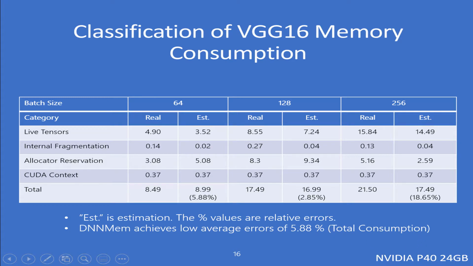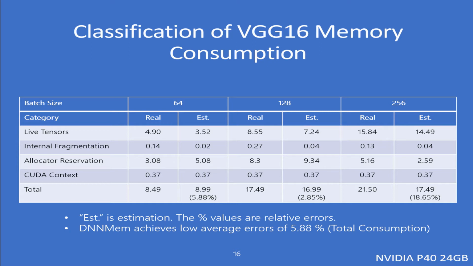DNNMem achieves low average errors of 5.88% for the total consumption, 17.33% for the tensor categories, 42.42% for allocation reservation, and 0.0% for the CUDA context. Because the internal fragmentation has a relatively small value, the estimation can cause a much higher average error, about 80.04%. Nevertheless, it contributes only a very small portion of the total GPU memory consumption.